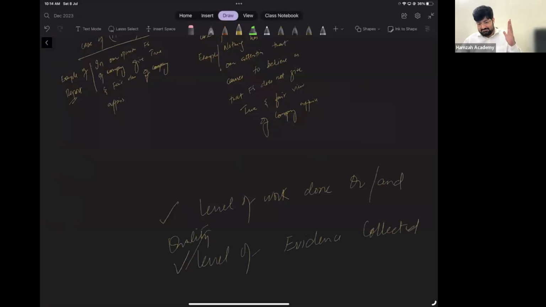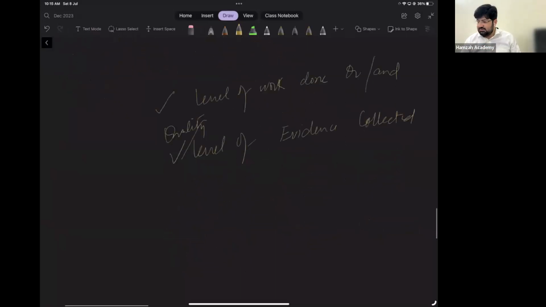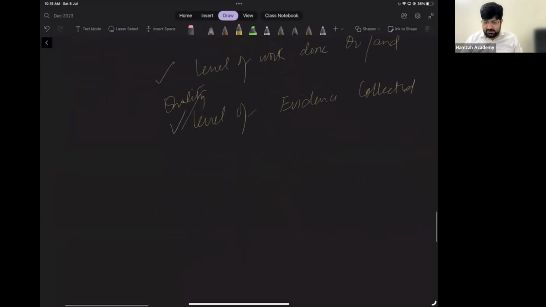Wonderful. The level of evidence collected and the level of work performed. This is the backbone, the root cause because of which the report style is different. Level of assurance is different. Now, next. So let us proceed further.